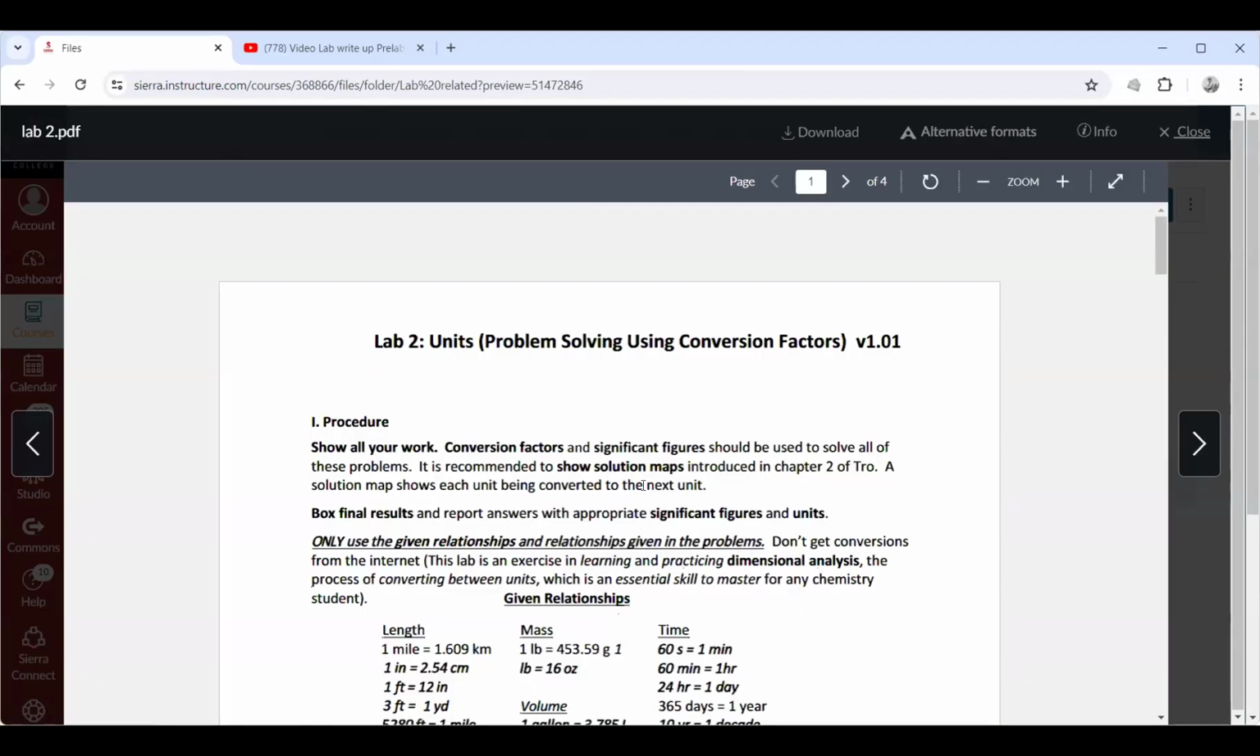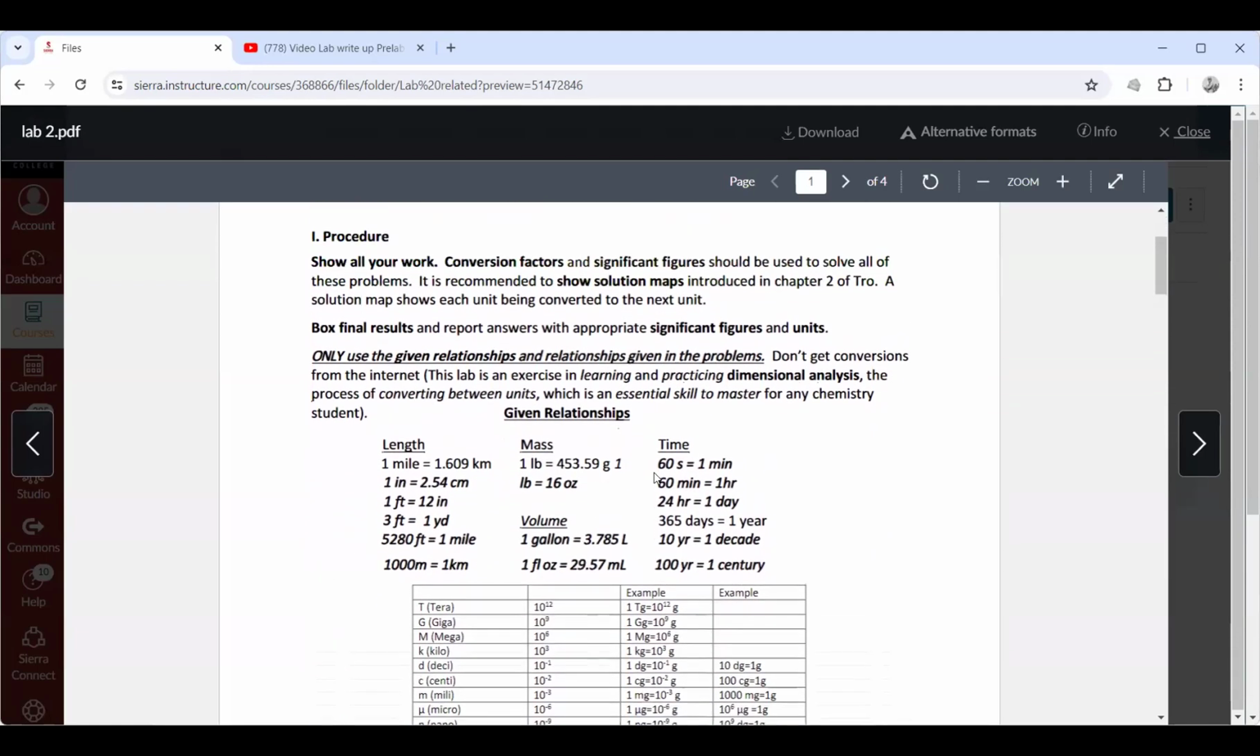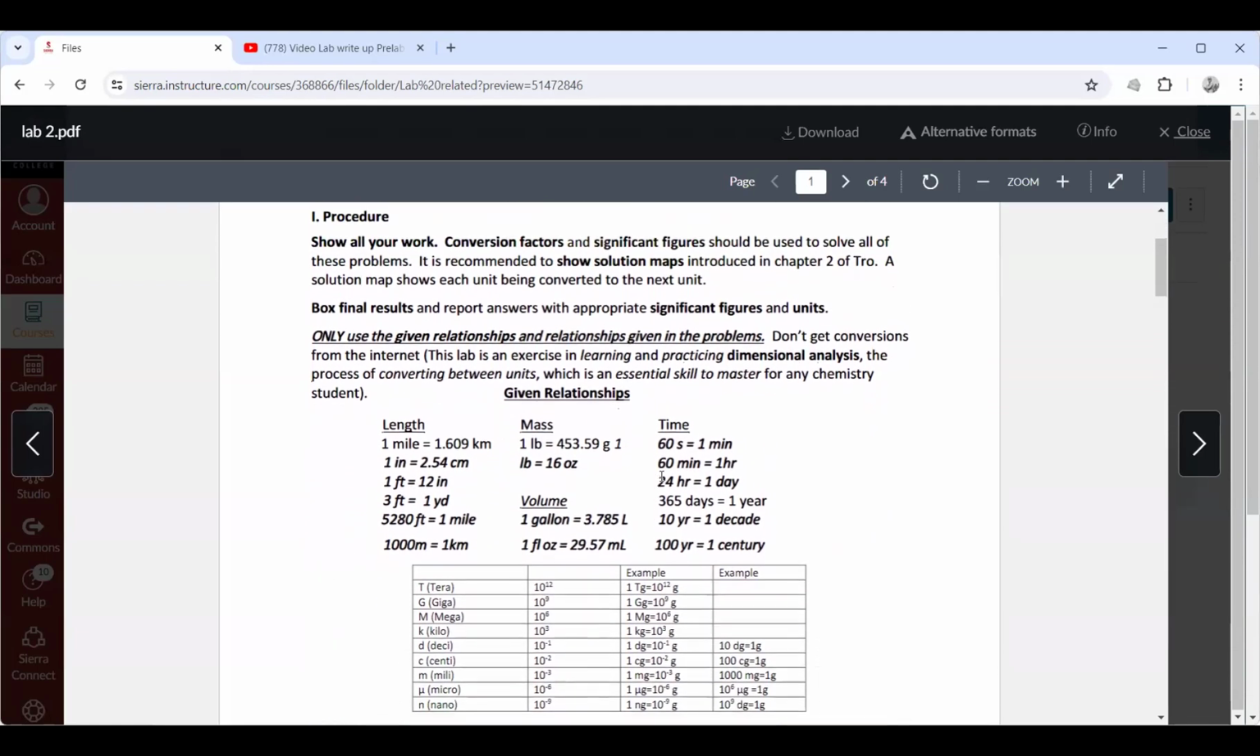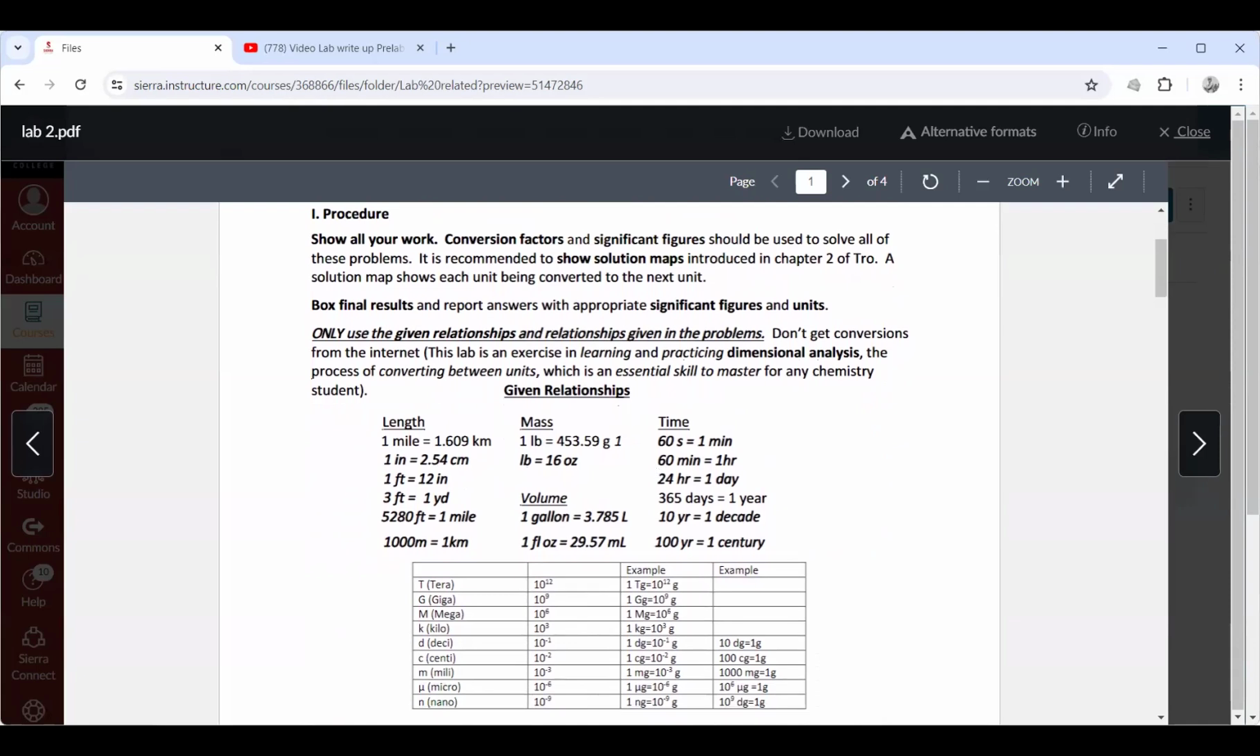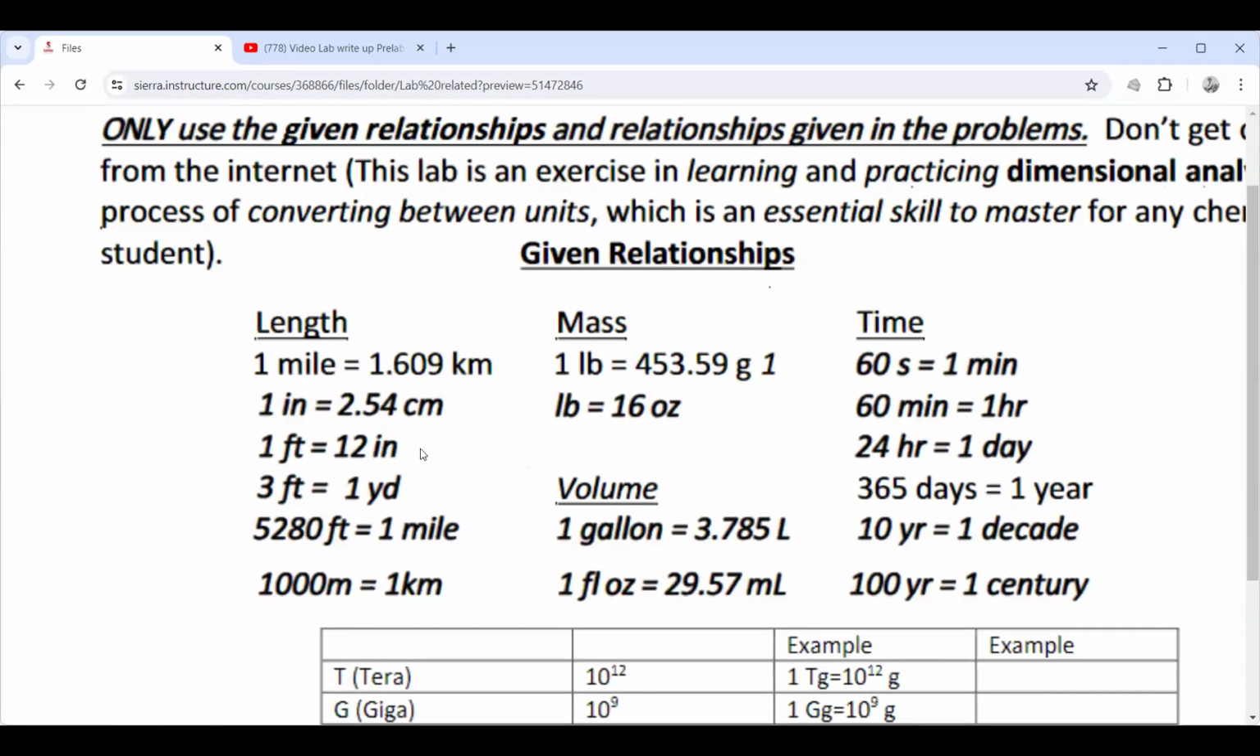I'm in Canvas now, and this is the first page of Dry Lab 2. Now, if you notice, there's boldface and non-boldface. The boldface ones are considered infinite sig figs. So for example, a mile equals 1.609 kilometers. It's not infinite. That would be 4 sig figs. Inches equal 2.54 centimeters. Boldface, infinite sig figs.